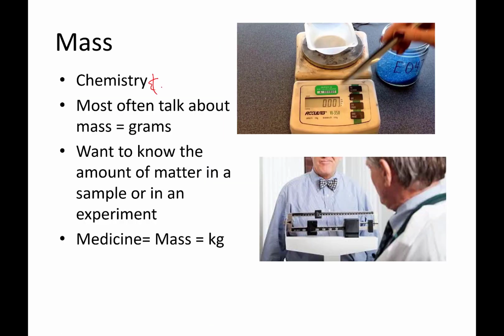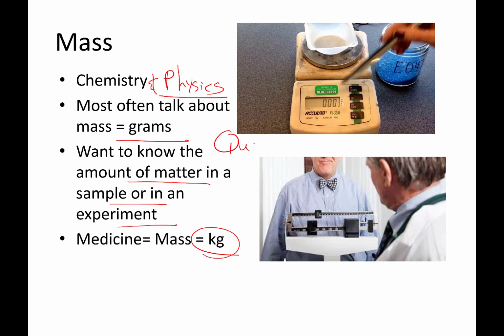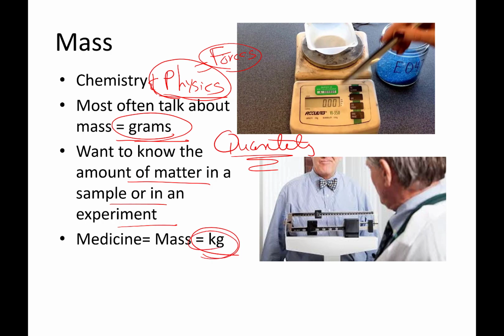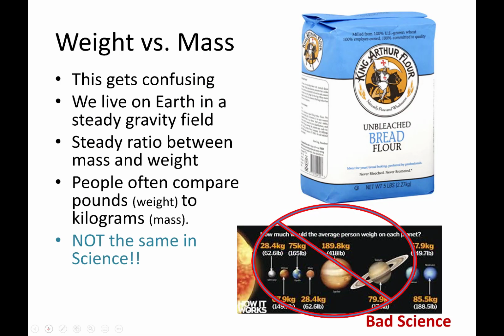In chemistry and physics and science in general, we most often are going to talk about mass in grams or mass in kilograms because we care about the amount of matter in a sample when we're actually looking for quantity of stuff. That's what we're most interested in. In physics, sometimes we're also going to be looking at forces, and that's another talk for another day and another subject. But if we want to know quantity of how much we've got and we're measuring it in grams or kilograms, we're going to use the term mass and we're going to measure that on some sort of a balance.